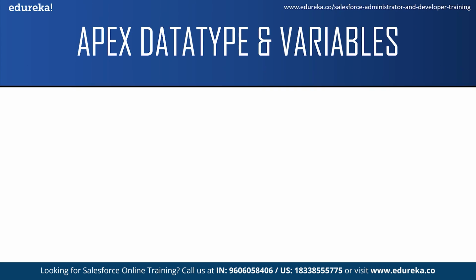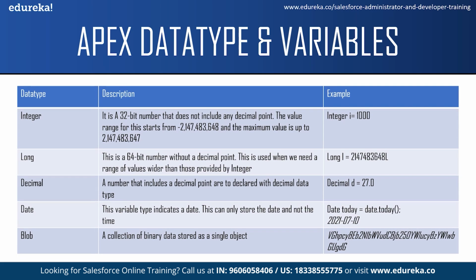First we'll start with primitive data types. First in primitive data types is the integer data type. Now this integer data type is a 32-bit number that does not include any decimal point. The value ranges from -2,147,483,648 and the maximum value is up to 2,147,483,647. Now let me just switch to my Salesforce console and show you how you can declare an integer data type and variable.